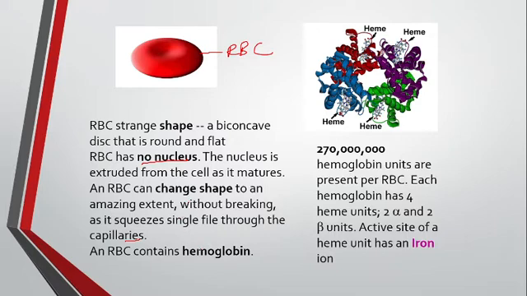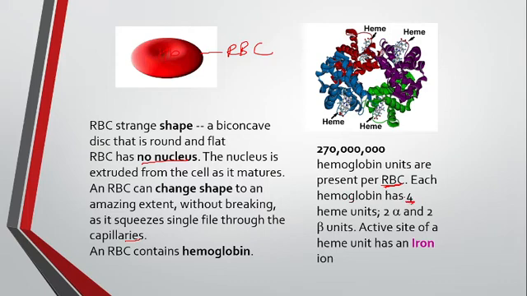And what does this RBC contain? This RBC contains hemoglobin. Here is the structure of hemoglobin. These hemoglobin units are present in each RBC. That means in one RBC there are 4 heme groups present. What does each hemoglobin contain?